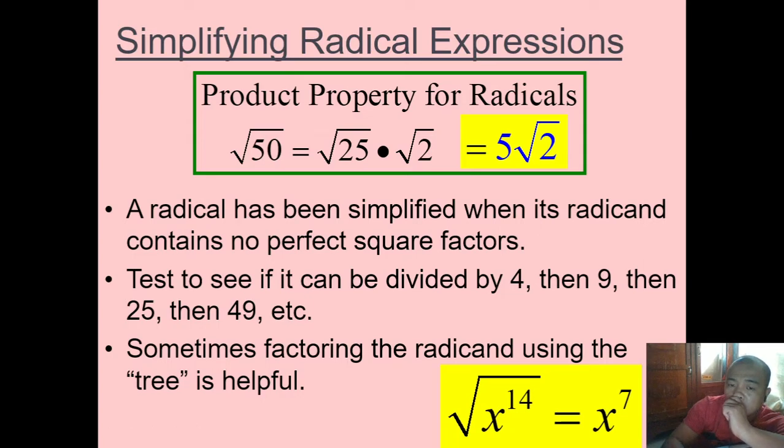And how about this? Square root of x to the 14th power is equal to x to the 7th power. Where did we get 7? Since the index is 2, we just divide 14 by 2, which is 7. That's the shortcut.